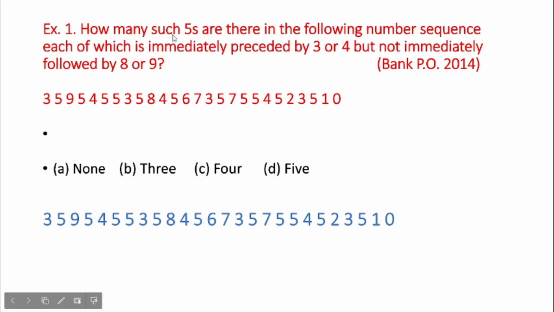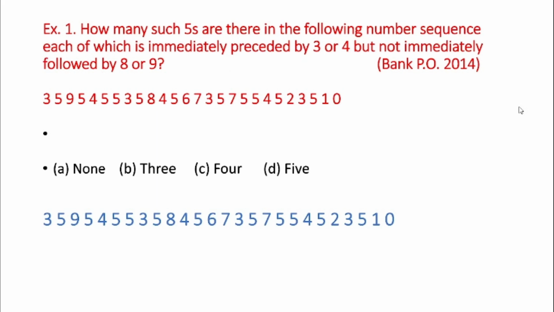So, how many such fives are there in the following number sequence, each of which is immediately preceded by 3 or 4, but not immediately followed by 8 or 9? Here we need to know two words which are in English. We need to know their meaning, right? So what is preceded? Preceded and followed.